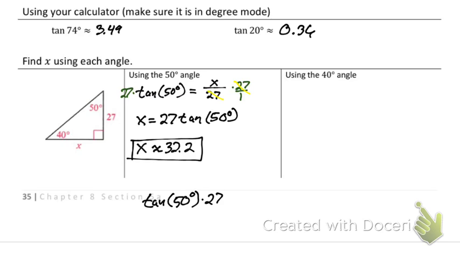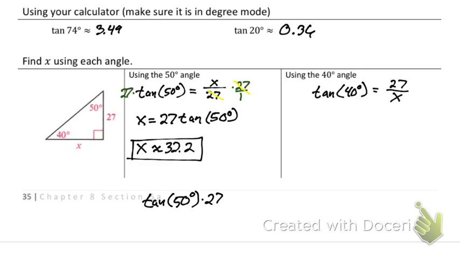Using a 40-degree angle, we should come up with the exact same answer, but I want to walk all the way through this example so you can kind of see it in your head. So this one says use the 40-degree angle in this case. So that means we need to have tangent of 40 degrees is going to equal opposite. The opposite of 40 degrees is our 27 over x.